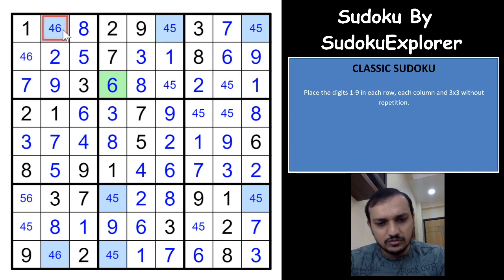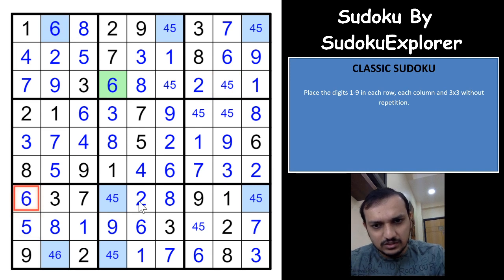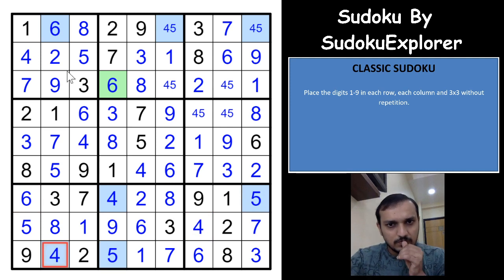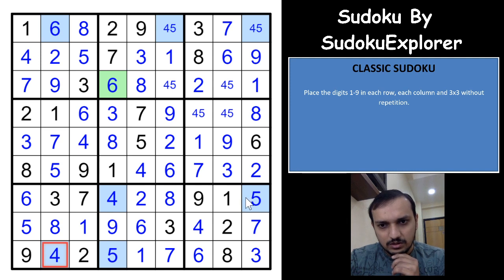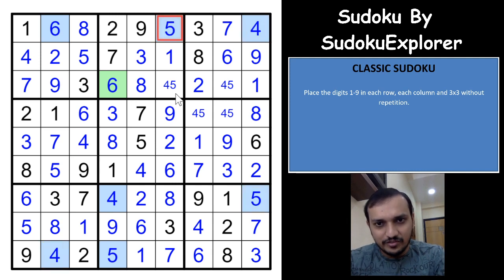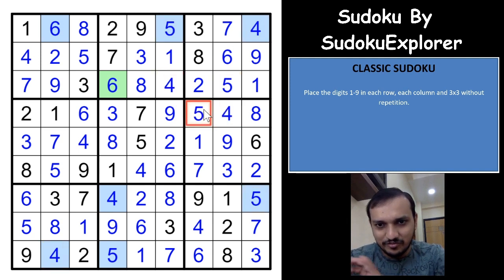This 4 5 pair gives you a 6 here and a 4 here. That gives you a 5 here and a 6 here. That 5 gives you a 4 5 4 5 4 and 5.